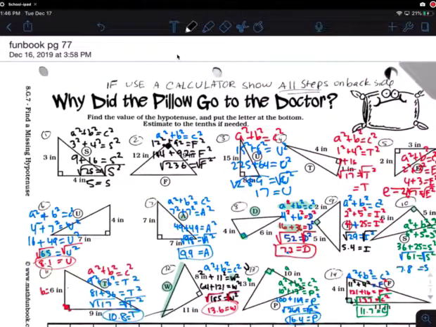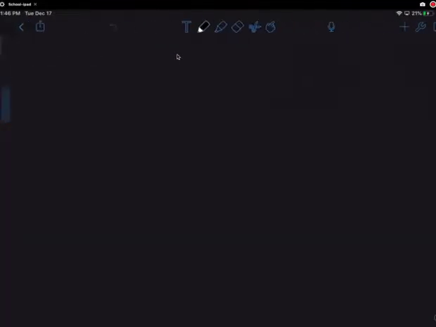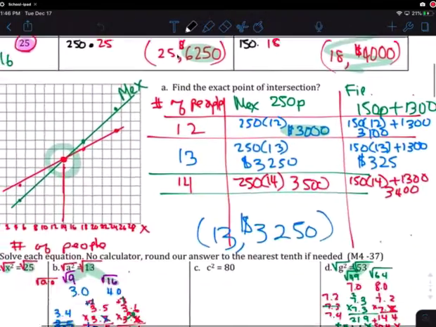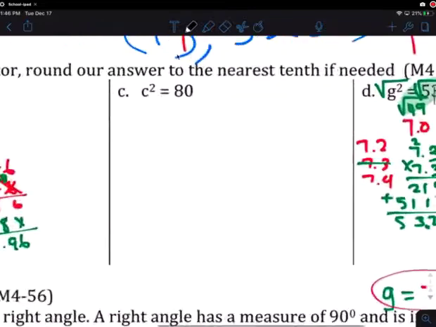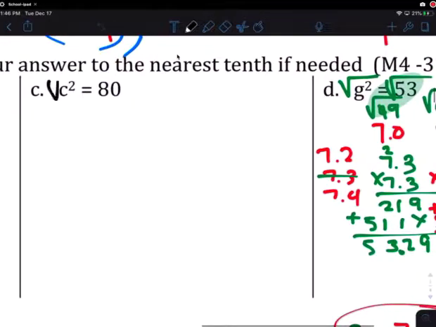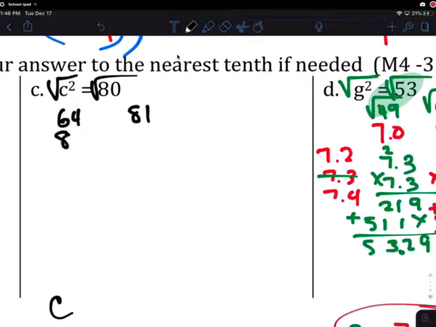All right, now let's go to the other page. This one, front page. We did all this in class, with the exception of C, for some of us. Take the square root. That's C. 80 is between 81 and 64. So 8.0 to 9.0. So it's 9.0.